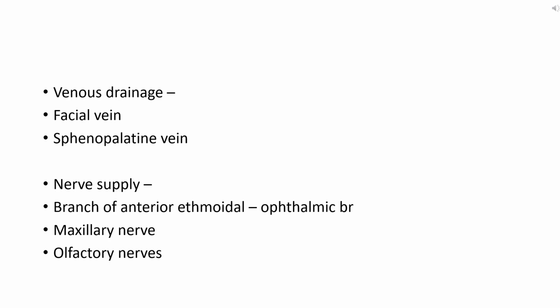What are the nerve supplies? First is the internal branch of anterior ethmoidal nerve, a branch of the ophthalmic nerve. Other nerves are maxillary nerve and olfactory nerve. So these are the few nerves that supply the nasal septum.